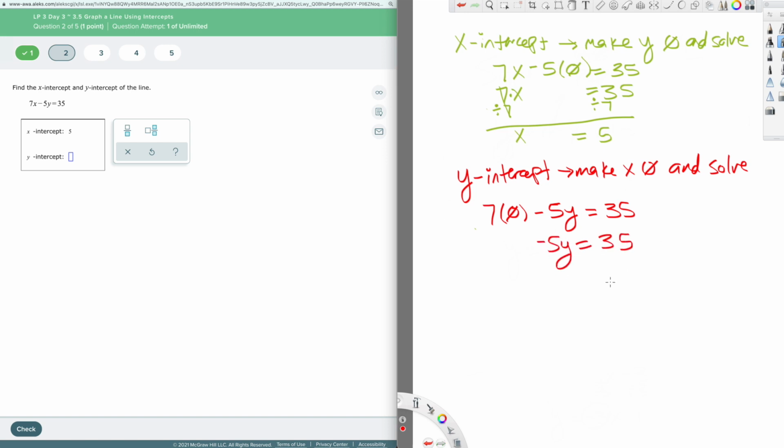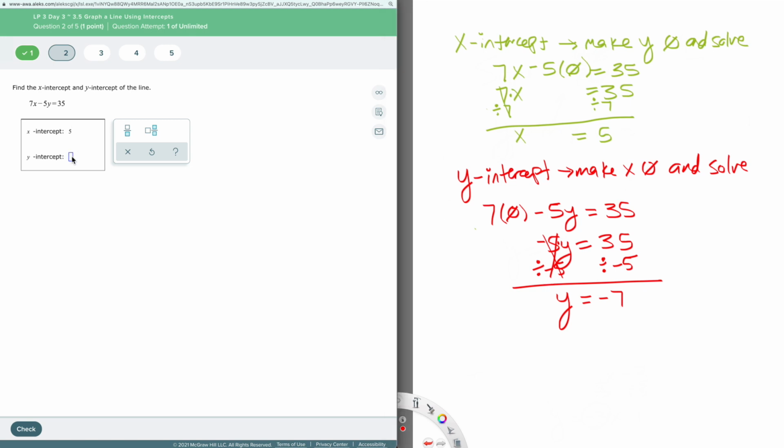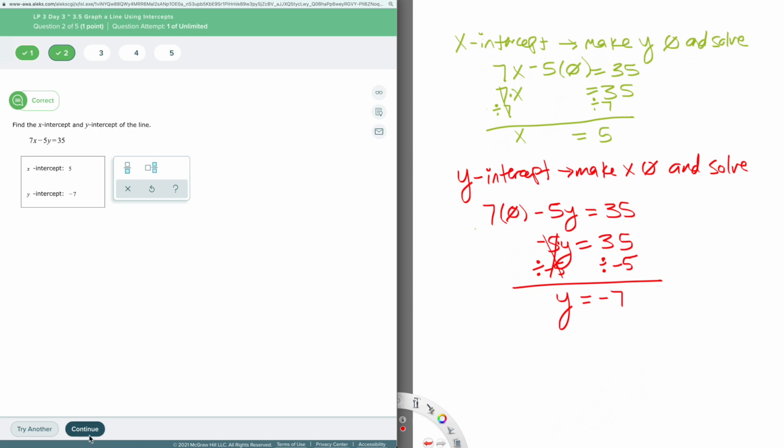Just like I did with 7 up here, this is being multiplied. I can divide by negative 5. This does not mean minus 5. It means I'm multiplying by negative 5. So I have to divide by negative 5. Negative 5 divided by negative 5 cancels out. It becomes 1. Any number divided by itself is 1. 35 divided by negative 5 is negative 7. So we kind of ended up with the opposites there. Negative 7. All right, so we're going to click check. Yay. Let's keep on moving here.